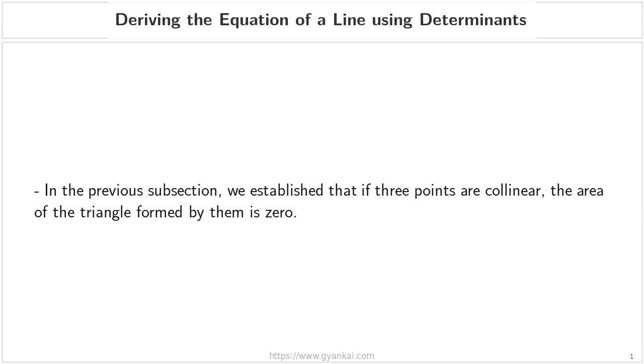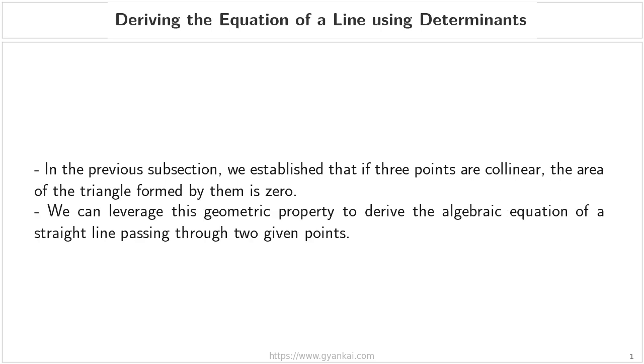In our previous subsection, we established a very important geometric principle: if 3 points are collinear, meaning they all lie on the exact same straight line, then the area of the triangle formed by those 3 points is exactly 0. Now, in this session, we are going to take that geometric property and use it as a powerful tool. We will leverage the idea of zero area to derive the algebraic equation of a straight line that passes through 2 specific, given points. By the end of this lesson, you'll see how determinants can simplify this entire process.